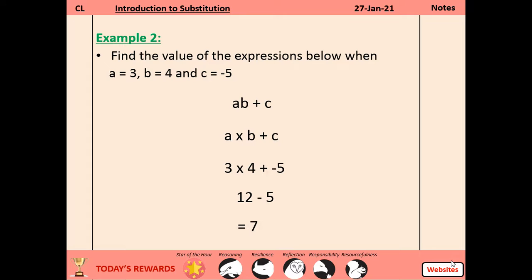Please copy down this working out, the step-by-step approach. If you do it step by step, you will not make mistakes. If you skip steps or do some steps in your head, then you will lose marks. So please copy down the way I've laid it out. All I'd like you to do now is pause the video and have a go at this question in your books, please.